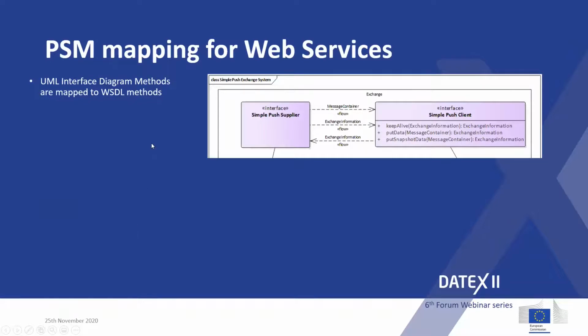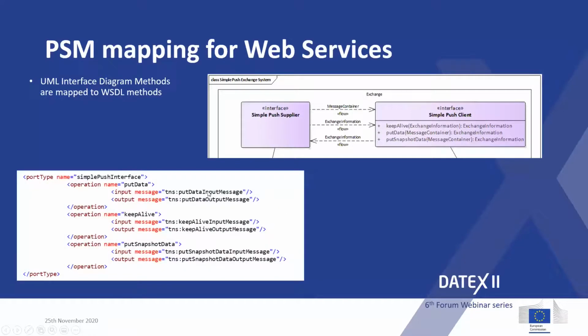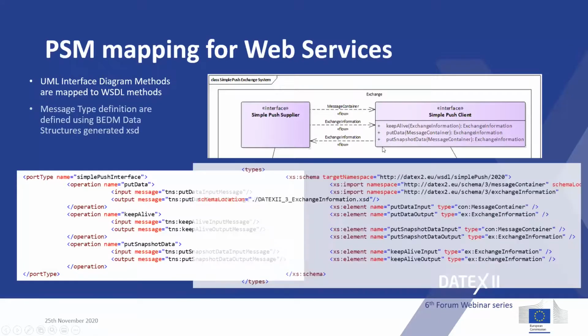This is the last section. How do we map these for web services? We have this description of the interface, which is fully implemented in a WSDL. WSDL defines the interfaces through the port name, put data, keep alive, put snapshot data, as they were in the UML, and the type of the messages are defined as message container and exchange information, and so on for the different methods.